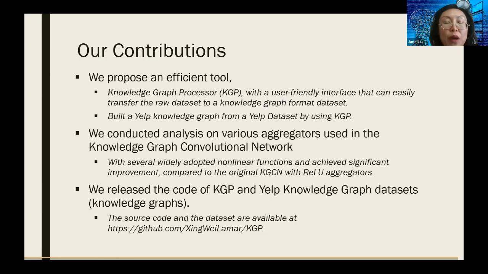Also the relationships we try to find out. It will generate the knowledge graph data for my data set. And we also use our Yelp Knowledge data set to test on this. We also conducted analysis on different aggregators with different nonlinear functions on the knowledge graph convolutional network, to see the effectiveness of these different algorithms. And then we release our KGP. So if any of you are interested in trying it out, to see how this can help generate the knowledge graph, please visit our GitHub website, where we have our knowledge graph processor available.